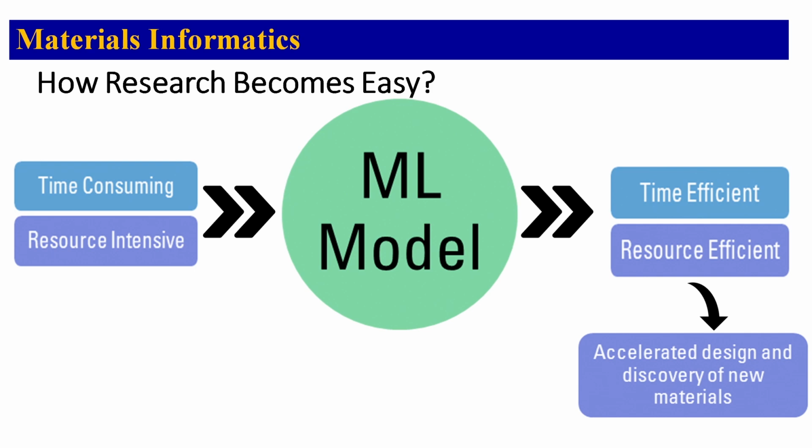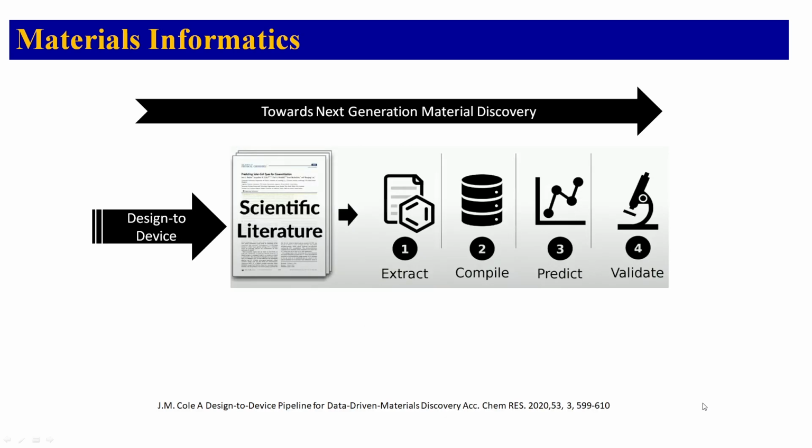Well, if you want to do experiments and generate data and use it for analysis, that will be time consuming and will take a lot of resources. On the other hand, if you can develop a model and then predict, it will be very fast, time efficient, resource efficient, and that is the need of the hour, because we want to accelerate the design and discovery of new materials, and that is possible once you have machine learning based models.